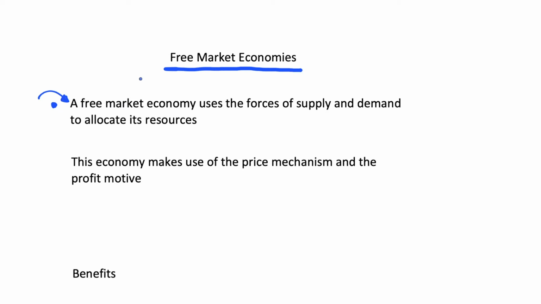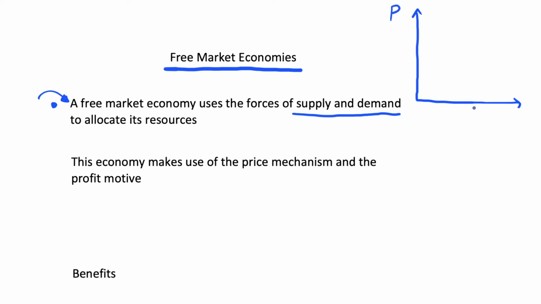So in a free market economy, we just have the forces of supply and demand that allocate all the resources in the economy. So we don't have any government intervention at all in this economy. It is purely private businesses and consumers that dictate our price level and thus the allocation of resources.